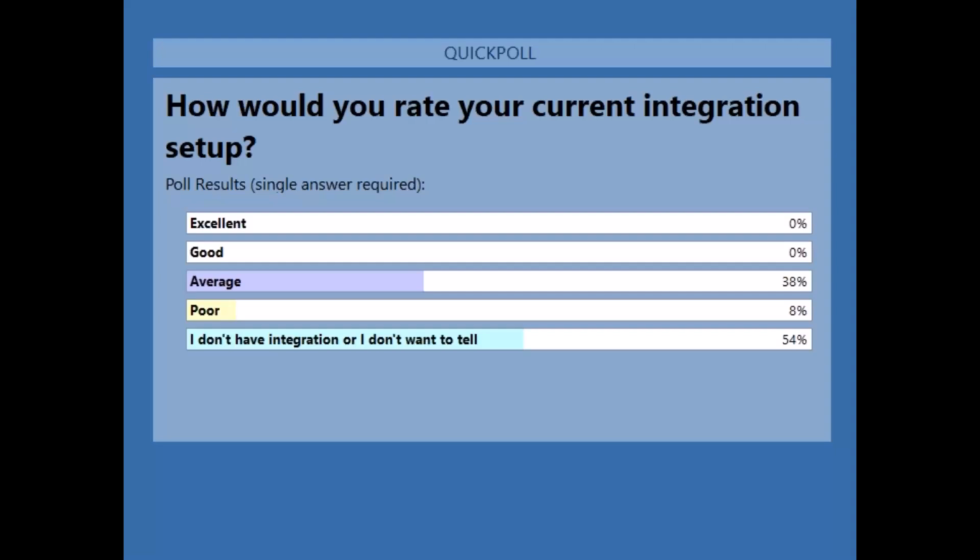All right, so here we can see the results. So clearly, this is a challenging topic, and those who rated the ERP integration or are using one are considering it mostly performing at average level. So clearly there are things to improve, and the topic is really challenging, I need to admit.